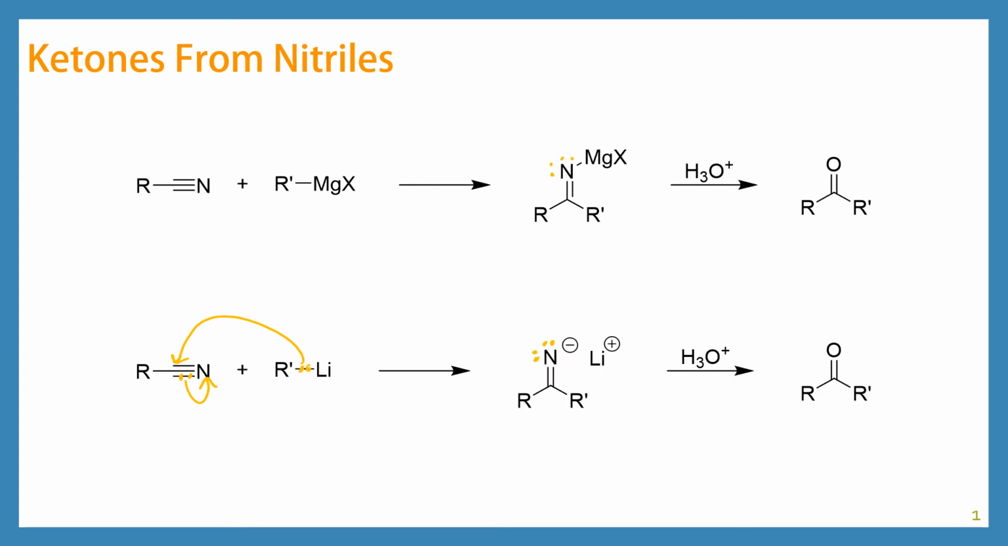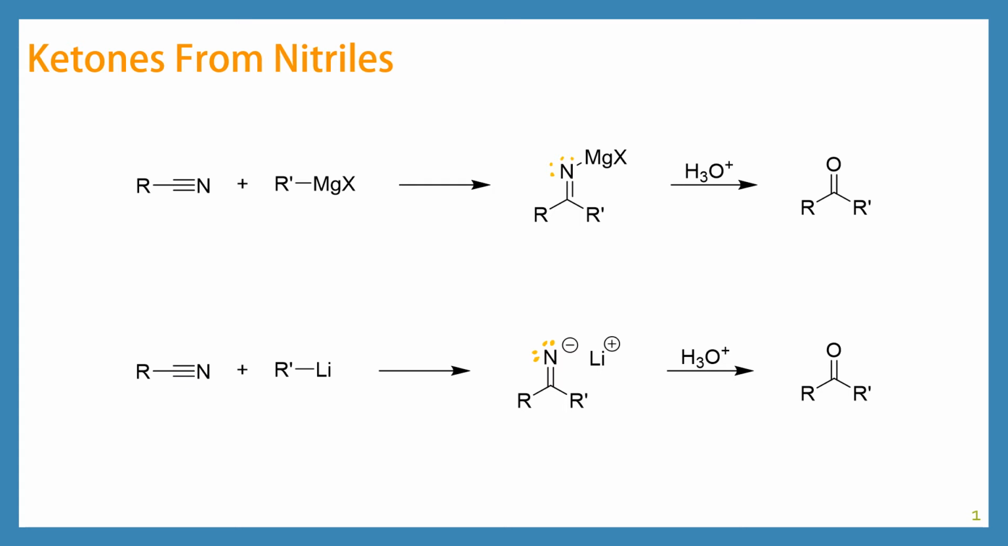So the cool thing about this is that predicting the product is actually very simple. You just have to remember that the carbon that's in the nitrile will get turned into a carbonyl, and you're going to replace that triple bond to nitrogen with the R group of your Grignard. So if you can picture that, you can come up with your final product.